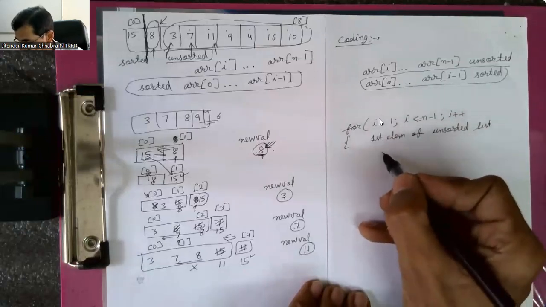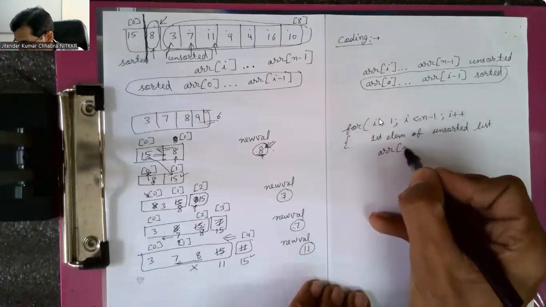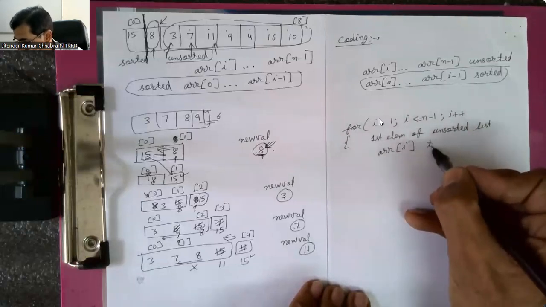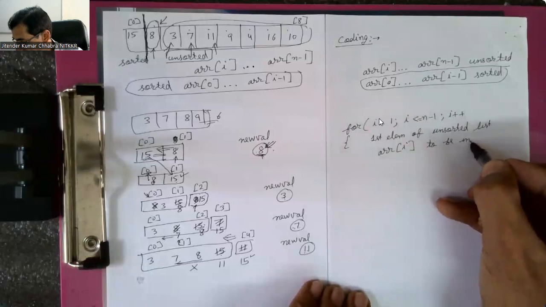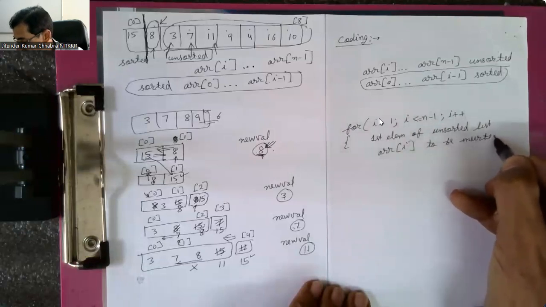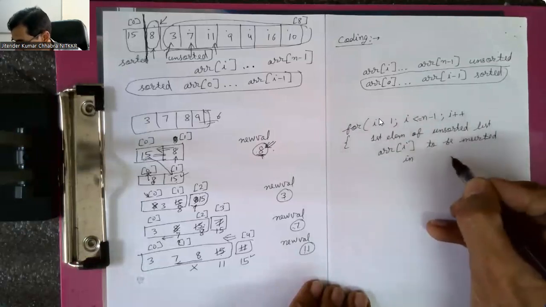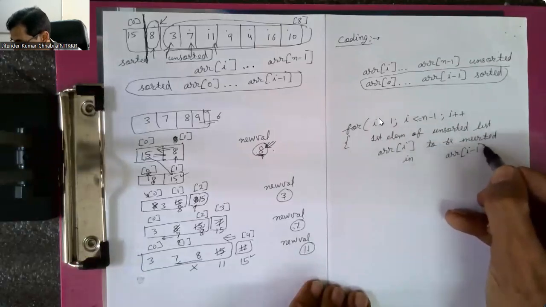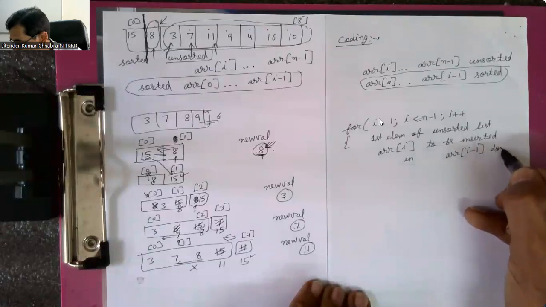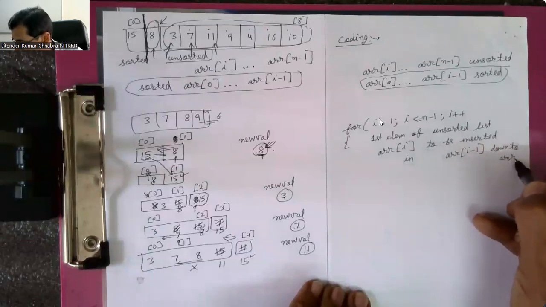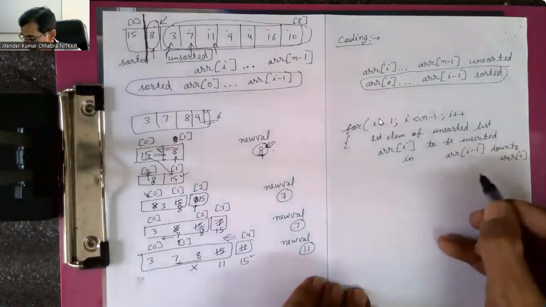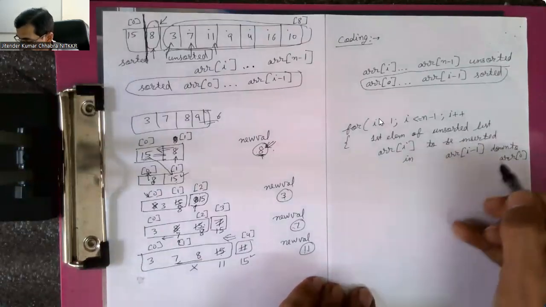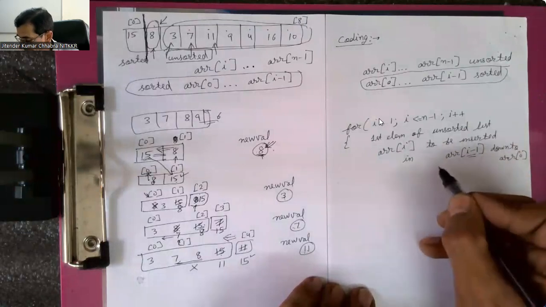Which is the first element? arr[i]. To be inserted where? To be inserted in the sorted list, which is array index i minus 1 and down up to 0. I have to go backwards. So effectively from i minus 1 backwards I have to go.